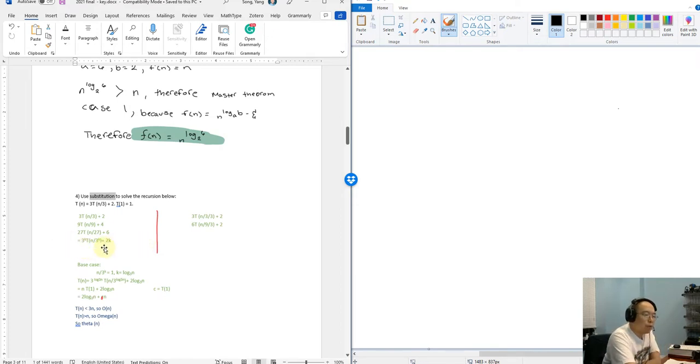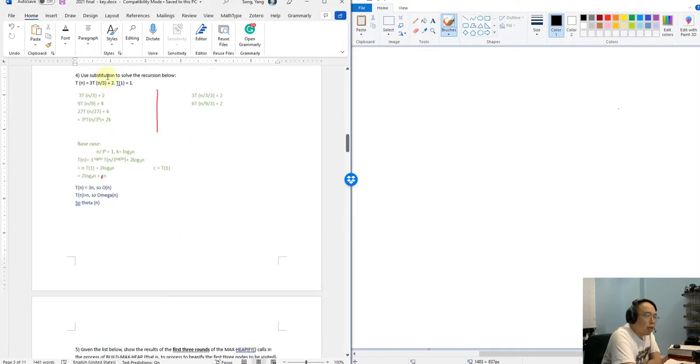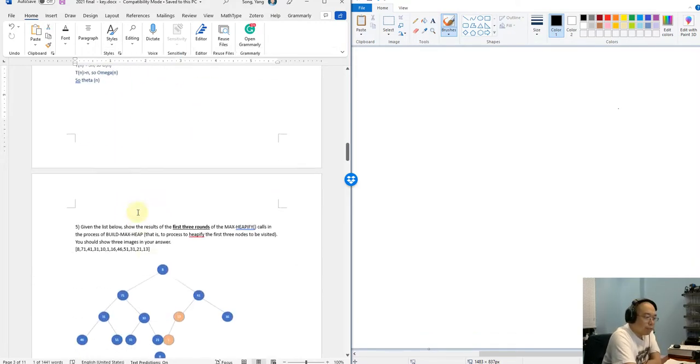And then you have to ask, what if the value inside the parentheses of T is small enough? What if it is 1? Then we stop this recursion, right? Once we stop this recursion, what will be the k value? The k value is going to be log base 3 of n, and then we substitute the k here and the k here using log base 3 of n. So we are going to have a non-recursive T(n). Okay, so this is for solving a recursion using substitution.